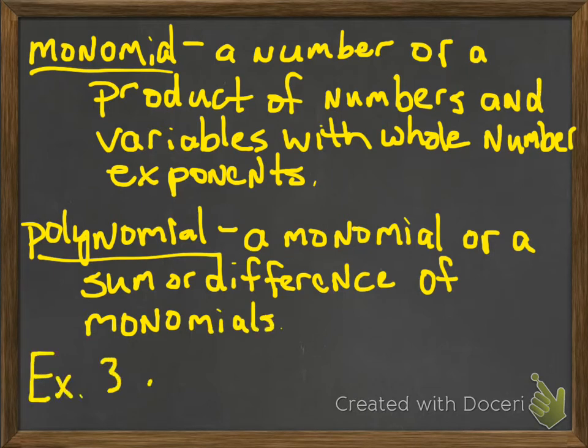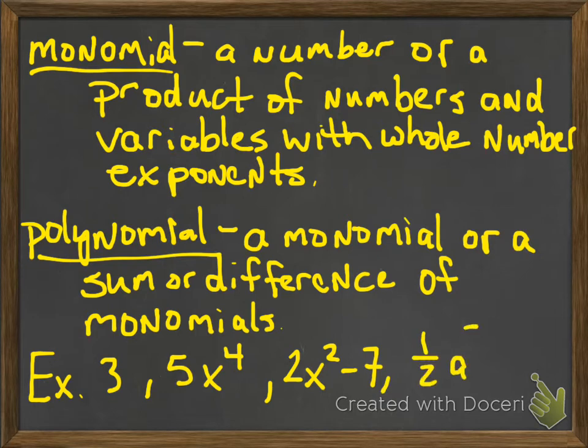So you can see some examples here. 3, 5x to the 4th, 2x squared minus 7, and 1/2 8 to the 7th. All those are polynomials. The first, second, and 4th one are still polynomials, but they're also more specific. They're monomials.